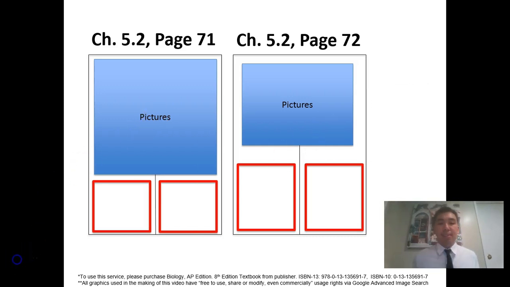Thanks. Alrighty, so hopefully you enjoyed the following sections, section 5.2 and page 71 and page 72.